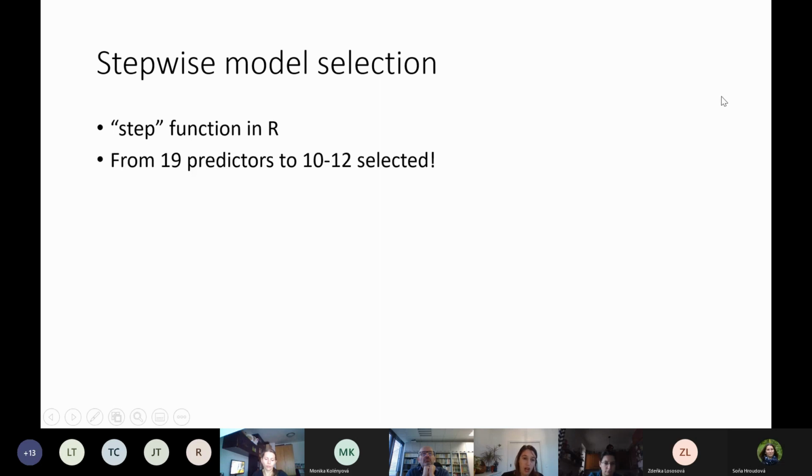I use the step function in R, and from the beginning, for the 19 predictors, for each one of them I had 10 to 12 selected, which is quite a lot. I think I don't have to say the issues concerning models with that big amount of variables selected. And if I did the linear regressions, most of them would have significant P. So here's my second bump on the road: are those relationships real?